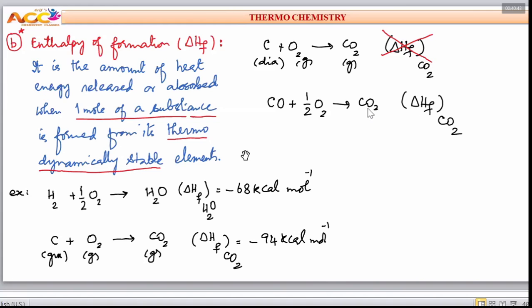Therefore, you are preparing carbon dioxide. True. You are preparing one mole. True. Are you preparing it from the elements? No. First, check one mole. Next, check elements. Third, check thermodynamically stable. It is not an element. It is a compound. Carbon monoxide itself is a compound. Therefore, it is not correct. Those who are thinking on those lines, excellent. Okay. Please try to be synchronized with my thought process.